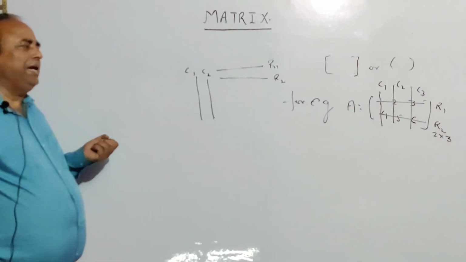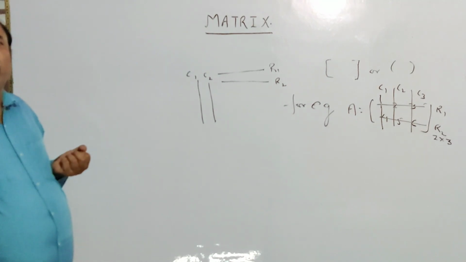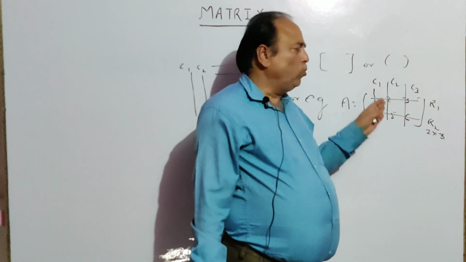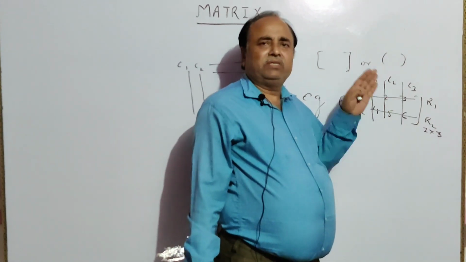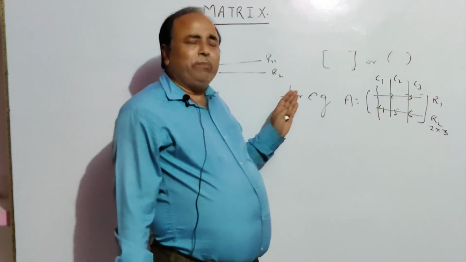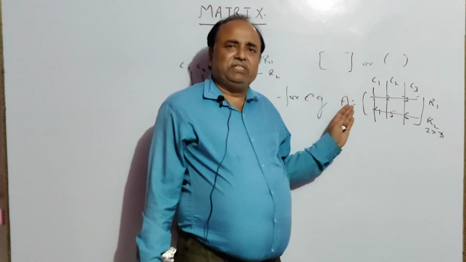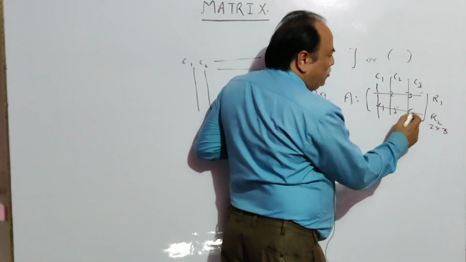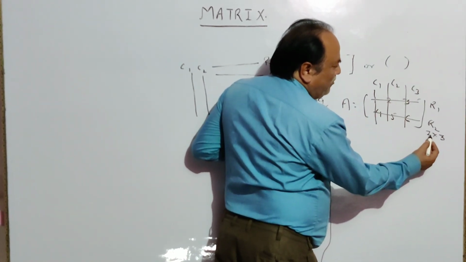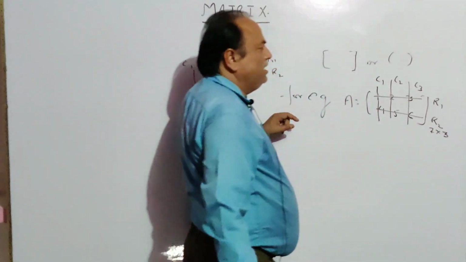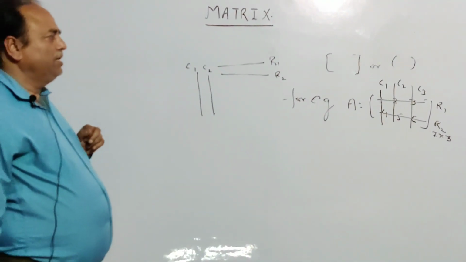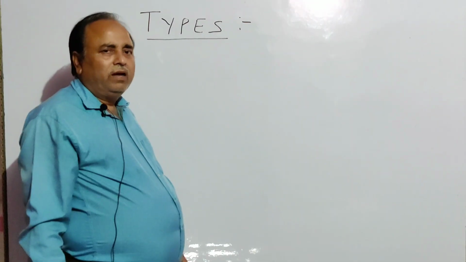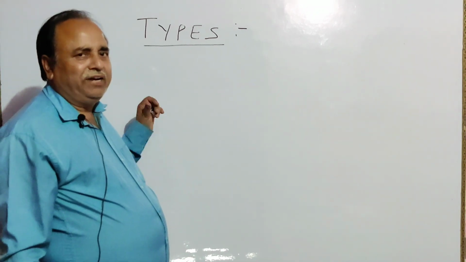So now we can define a matrix. It is a rectangular arrangement of horizontal lines known as rows and vertical lines known as columns. The order of a matrix gives the number of elements present in it. For example, here in this example, 2 rows are here and 3 columns. So total number of elements is 2 into 3, that is 6. This matrix has 6 elements. Now we are coming to types of matrices.